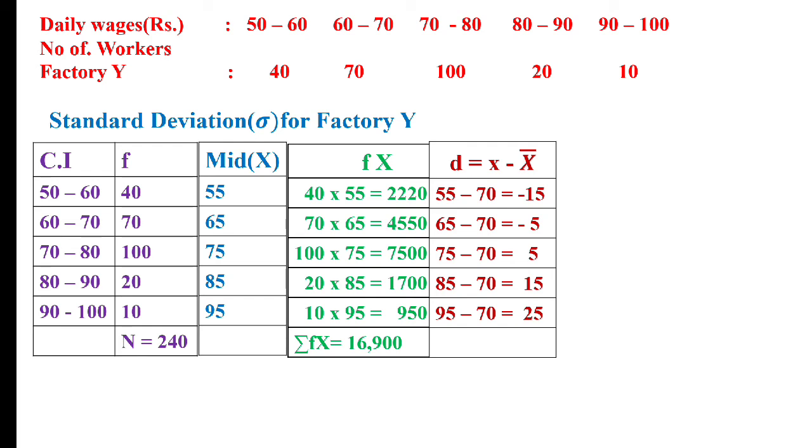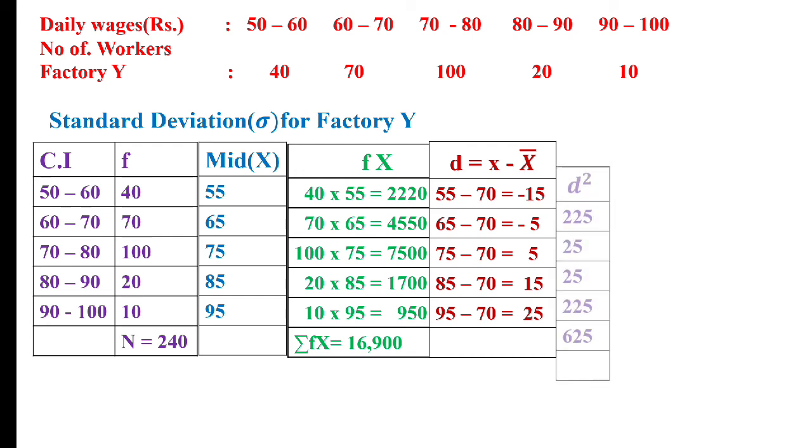Then we find the mean value. The mean formula will be explained on the next slide: summation fx divided by n. 16,900 divided by 240 gives approximately 70. So taking 70, we find the deviations. 55 minus 70 is minus 15. 65 minus 70 is minus 5. 75 minus 70 is 5. 85 minus 70 is 15. 95 minus 70 equals 25.